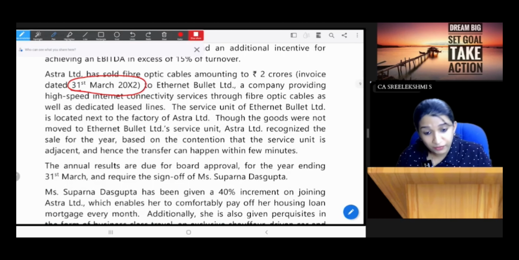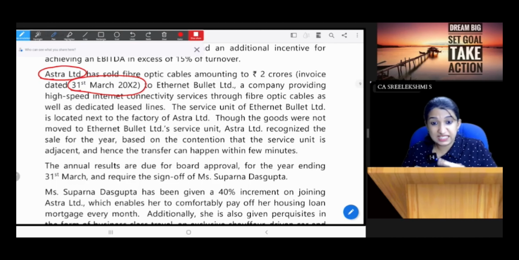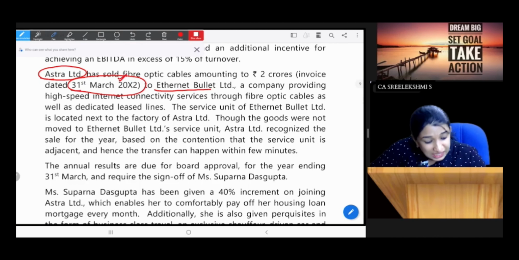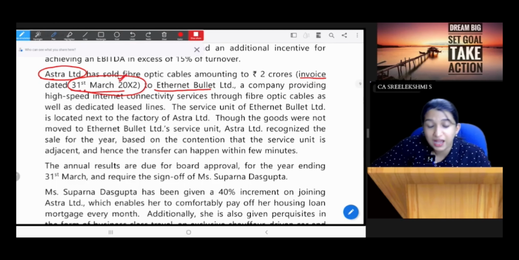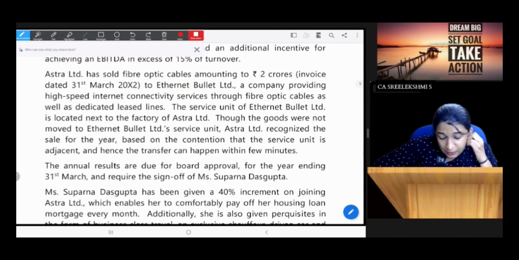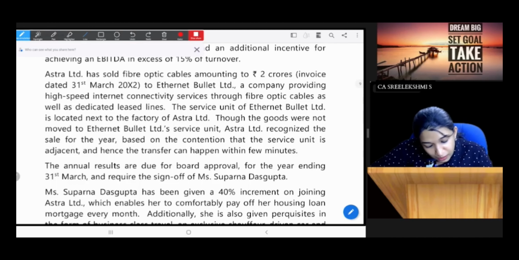So, what we were saying, Astra Limited is the seller and Ethernet is the buyer, and Ethernet is our customer, and we sold on 31st March because we sold cables amounting to 2 crores. Invoice date is 31st March 2012 to a company providing high speed internet connectivity services through fiber optic cables as well as dedicated lease lines. The service unit of Ethernet Bullet Limited is located next to the factory.